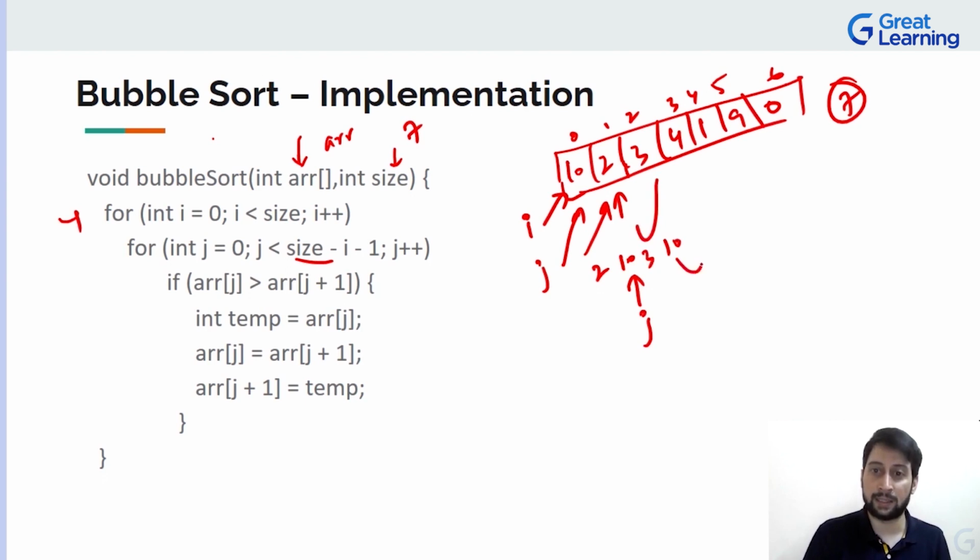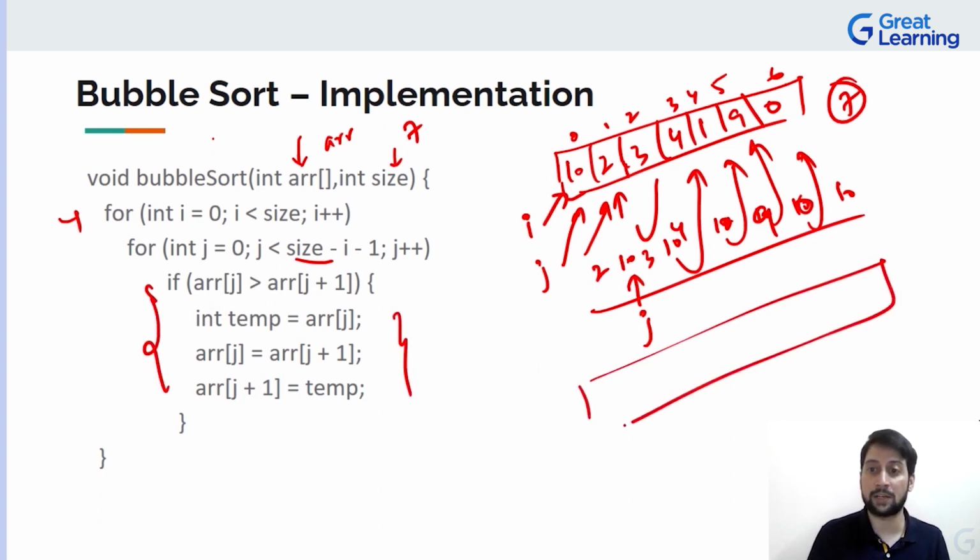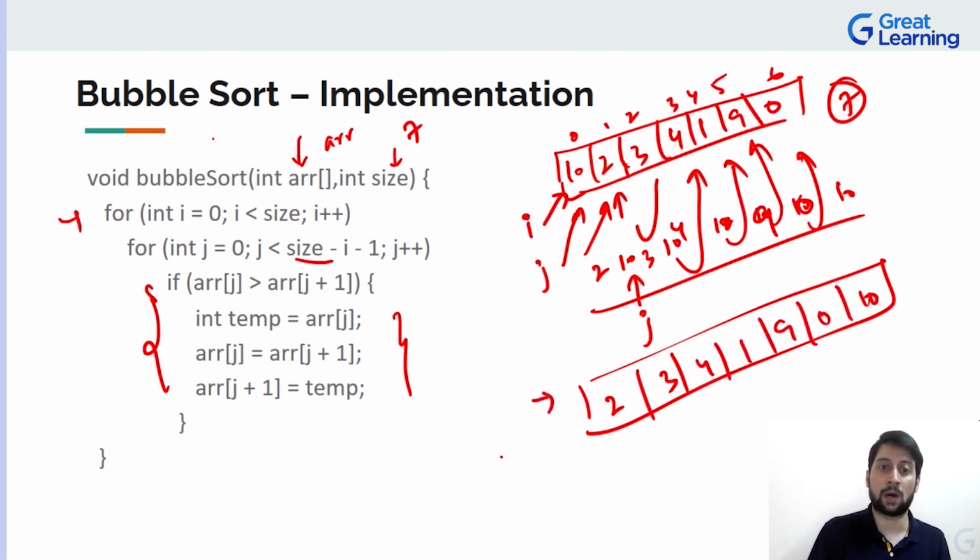We have 3 and 10. Then 10 and 4 will be compared. We have 4 and 10. Then 10 and 1 will be compared, then we'll have 1 and 10, and then 10 and 9, then obviously 9 and 10, then 10 and 0 will give 0 and 10. So once this entire iteration is done, after one iteration, our values will be 2, then 3, then 4, then 1, then 9, then 0, and then 10.